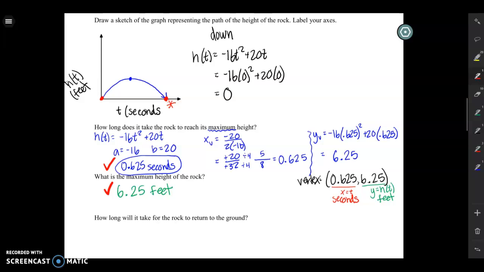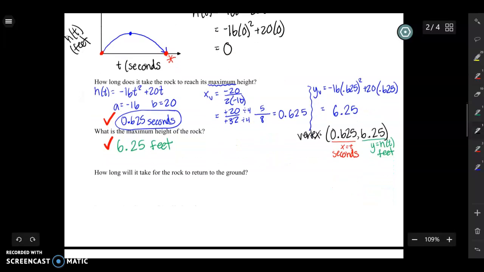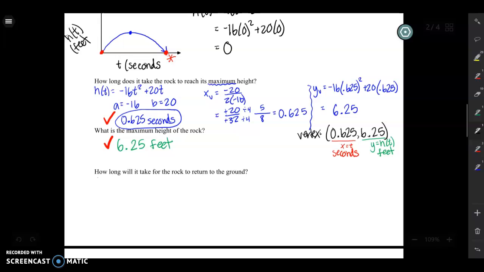So if you remember from what we know about graphs of quadratics, that is going to be our x-intercept. So we're trying to find the x-intercepts of this graph. Let me just copy down the equation first, and then we can start talking about how we could do that. If we're trying to find x-intercepts, we know that we want the h of t, or the y value, to be 0. So we're trying to solve this equation equal to 0.